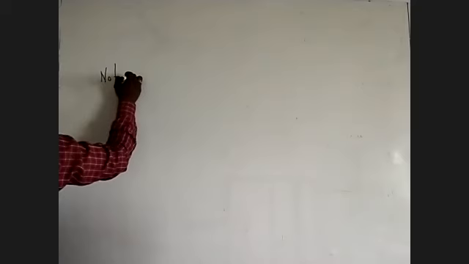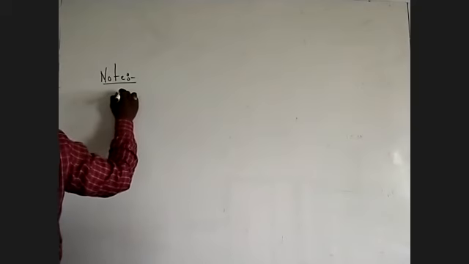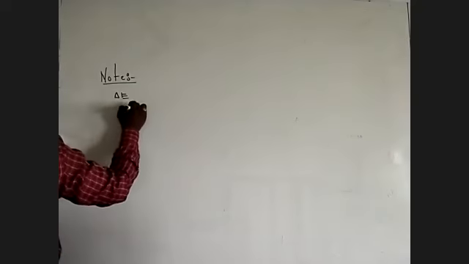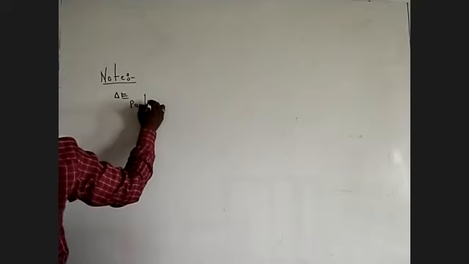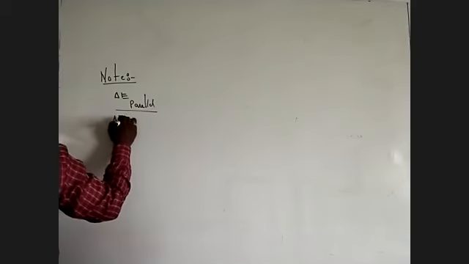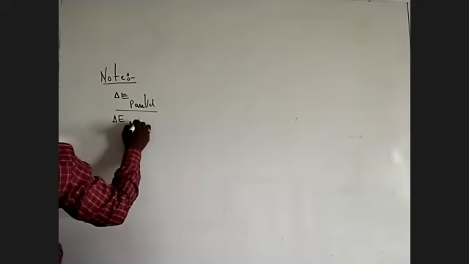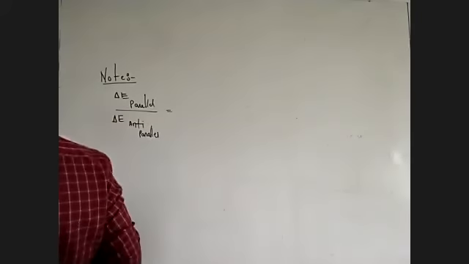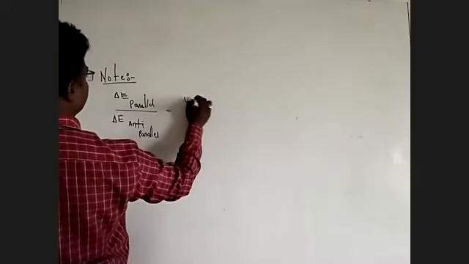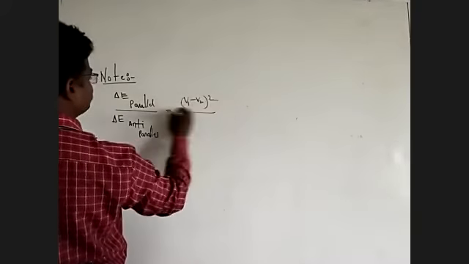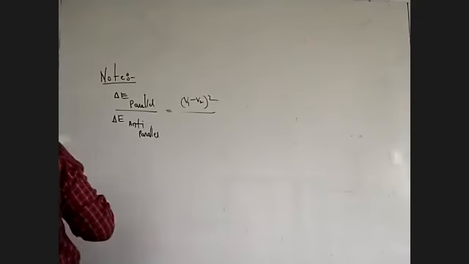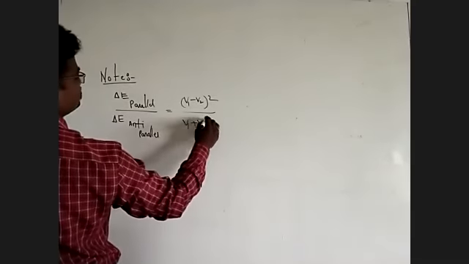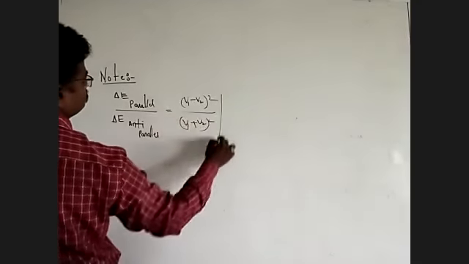Note point. Delta E parallel by delta E anti-parallel is equal to V1 minus V2 whole square by V1 plus V2 whole square. This is a formula.